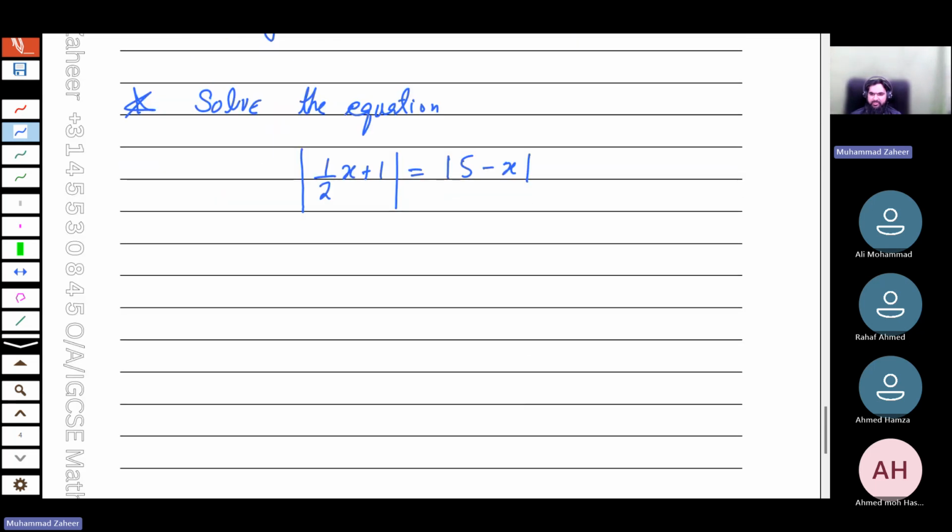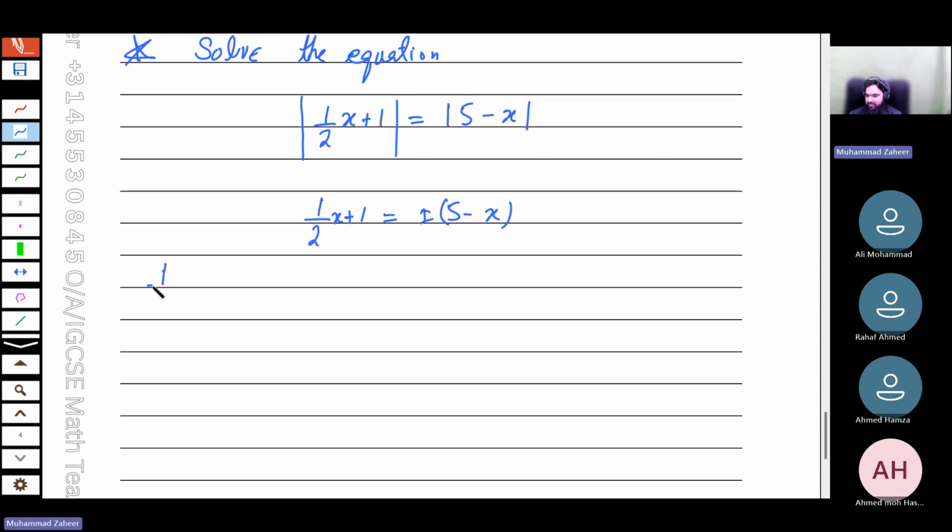You want to solve it, so it's very simple. You have to write a positive or negative sign with any of the values. You can write it on the left side, you can write it on the left side as well. For example, if I'm going to remove the modulus, 1 over 2x plus 1 is equal to 5 minus x. Now it's up to you. You want to make a positive negative sign here or on the other side. Both are the same thing.